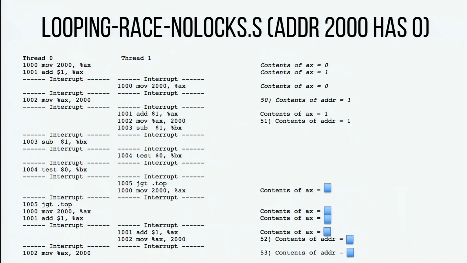All right, so then what goes on here? We move what's in 2000 into AX. So what will that be?